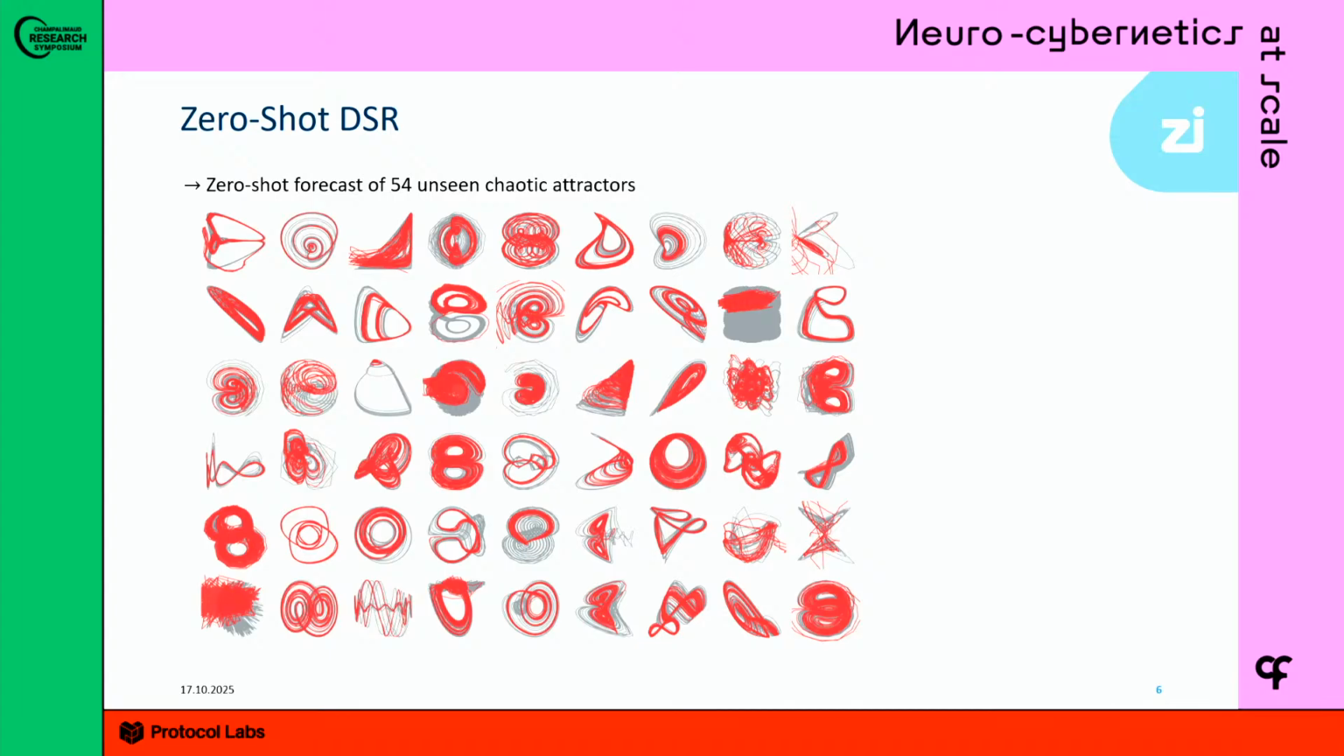We can see that all of these dynamical systems, which are completely unseen during training, and for which we just provide a short context window, can mostly be correctly forecasted. And since this is a zero-shot approach, it can be done within a few seconds. So it's also quite efficient.